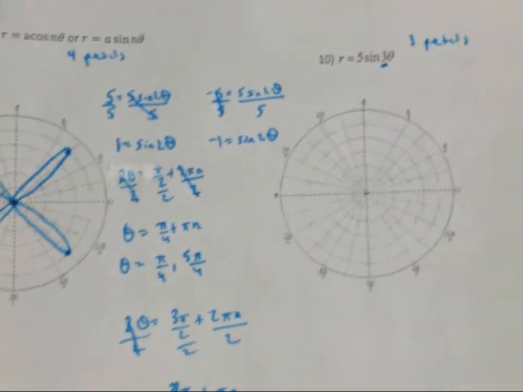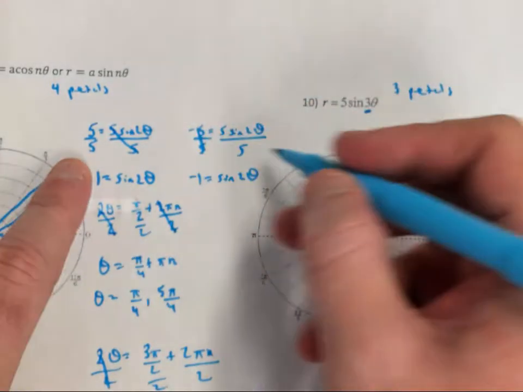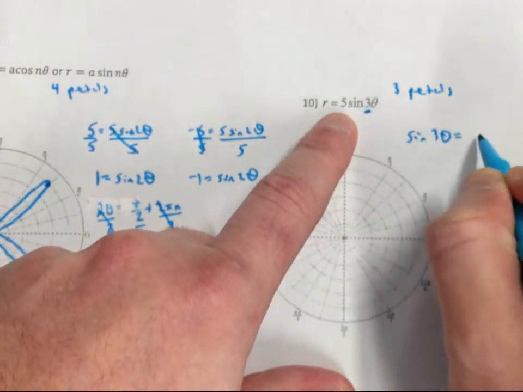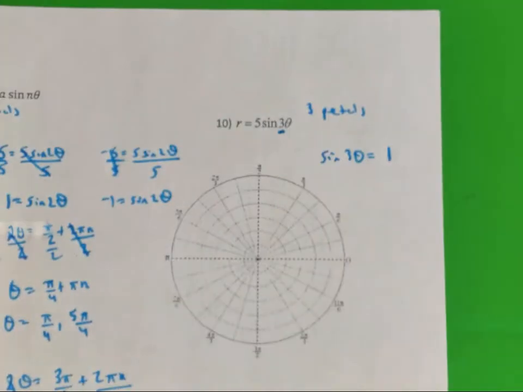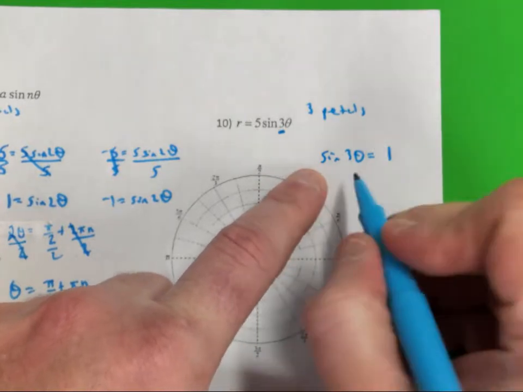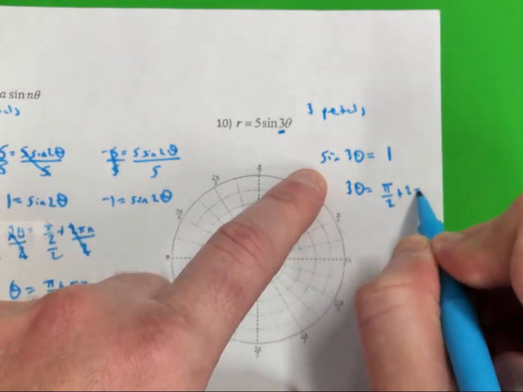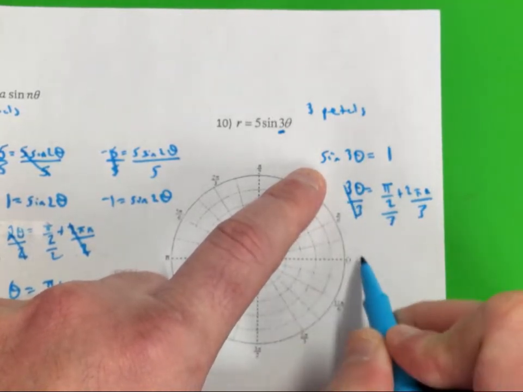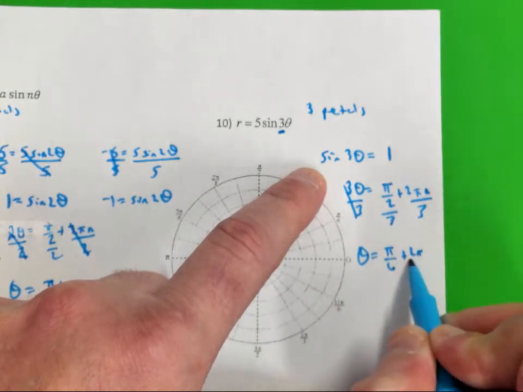Okay, let's look at number 10. There's going to be 3 petals here. Do I have to go through this long process, or can I just say sine of 3 theta equals what? 1. Do you see that? Because it's odd, I only have to set it equal to 1. What sine value gives you 1? Pi over 2, doesn't it? Now I'm going to divide everything by 3. Theta equals pi over 6 plus 2 pi over 3.